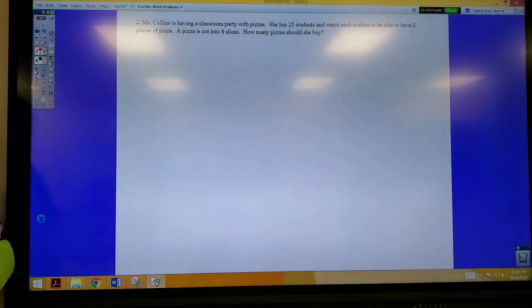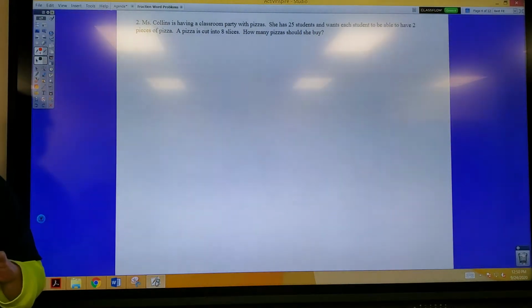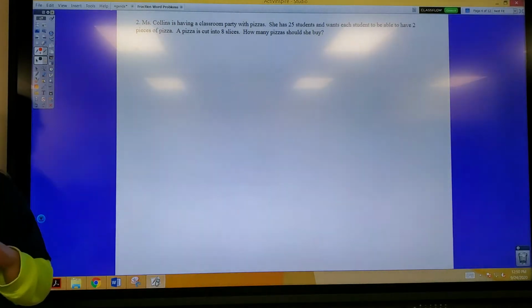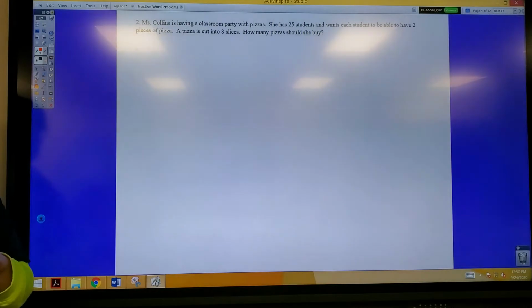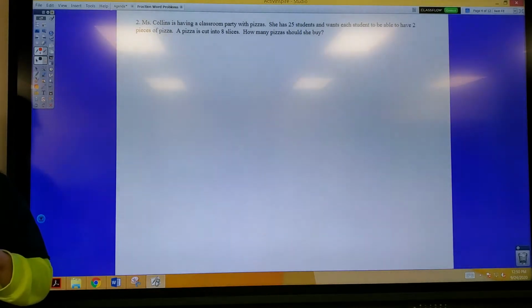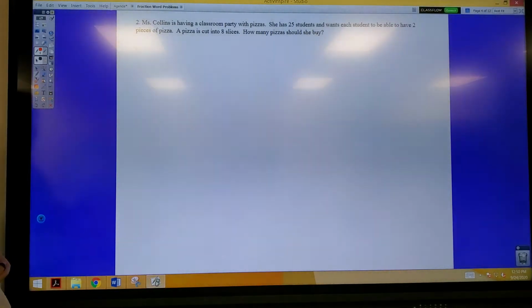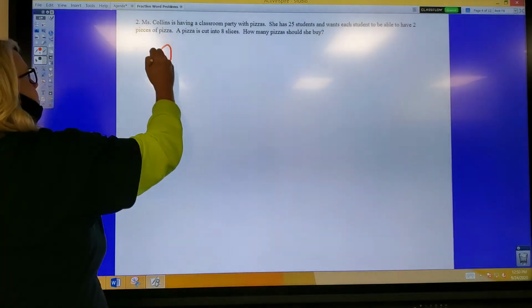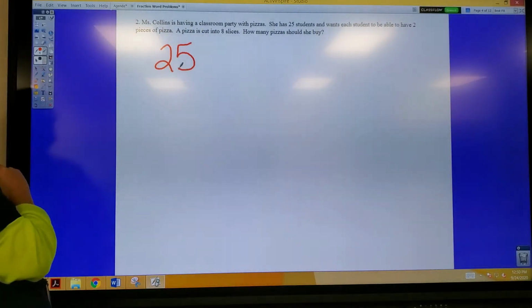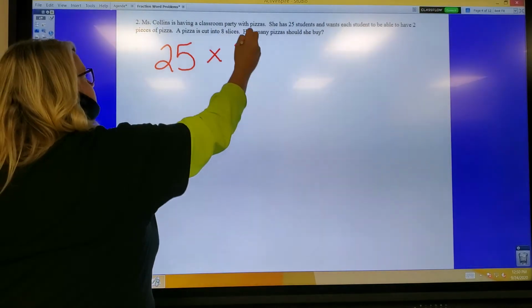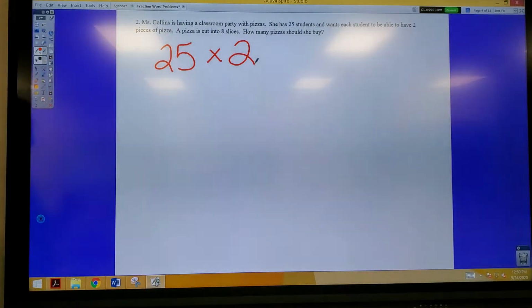It says number two, Miss Collins is having a classroom party with pizzas. She has 25 students and wants each student to be able to have 2 pieces of pizza. A pizza is cut into 8 slices. How many pizzas should she buy? What should be my first step in this problem? Since you have 25 students, you multiply it by the 2 slices of pizza that each gets. Good, so let's figure out how many total slices that Miss Collins needs to have.